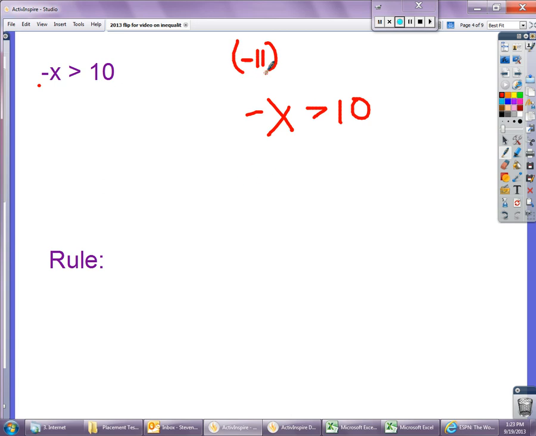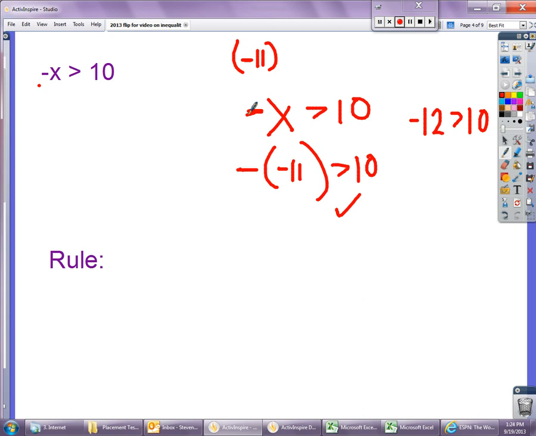If x equaled negative 11, this would mean that negative 11 is greater than 10. Well, that's true. That's a true statement. So we have to think about what x could be. And in this case, x isn't going to be a number greater than 10, because if it's a number greater than 10, like 12, negative 12 is not greater than 10. And you have to use the negative sign, whatever you put in for x.